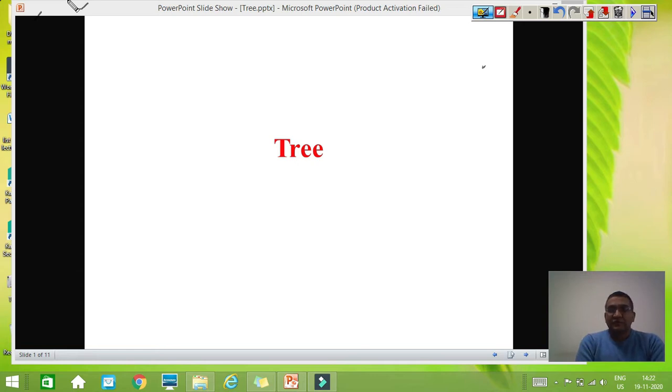Tree is used for searching, like we have binary search tree for efficient searching. We are also using tree for sorting, like heap sort. Heap is again a tree which provides sorting of a given sequence, and it sorts in n log n time, which is considered an efficient running time for any sorting.